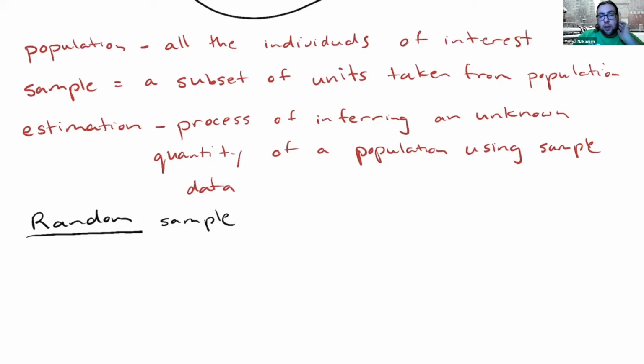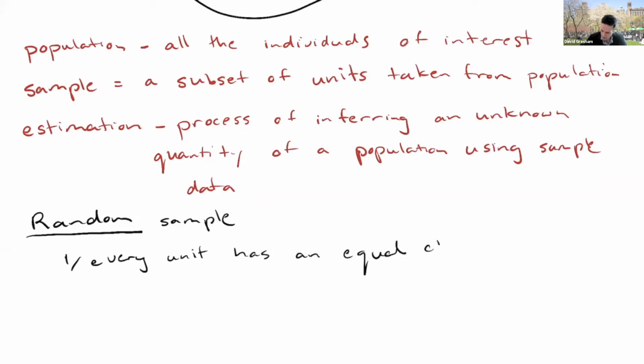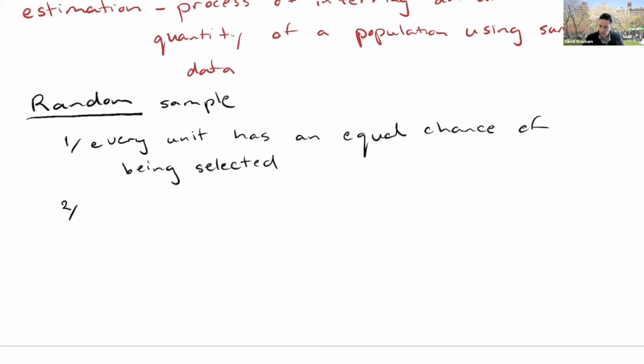Everyone has an equal chance of being picked. Right, so every unit has an equal chance of being selected. And what else? What's another property of a random sample? Is it no biases? There's no biases, which means that the selection of the units is independent. There's no relationship between the selection of the units. Let's say that.